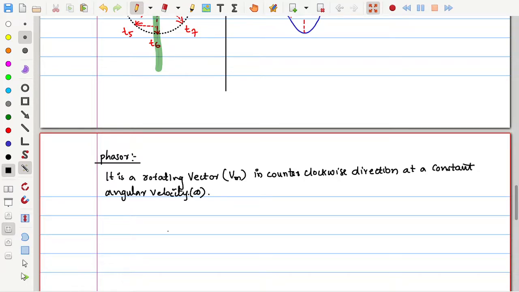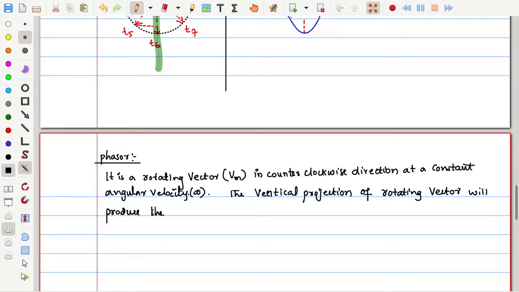And the next statement, continuation to this, is that the vertical projections of the rotating vector will produce the instantaneous values of sinusoidal functions.